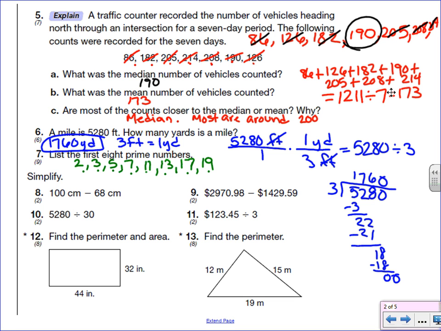Simplify. 100 centimeters minus 68. Well, if I take 68 and I add on 2, that gets me to 70. And from 70 to 100, that's 30. So it must be 32.